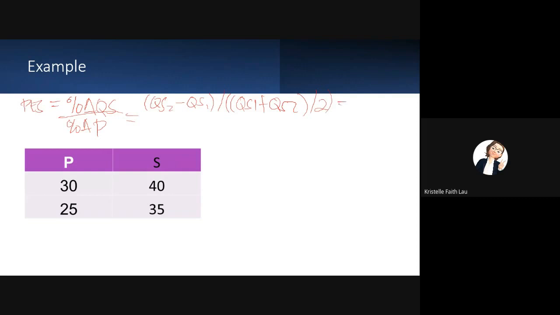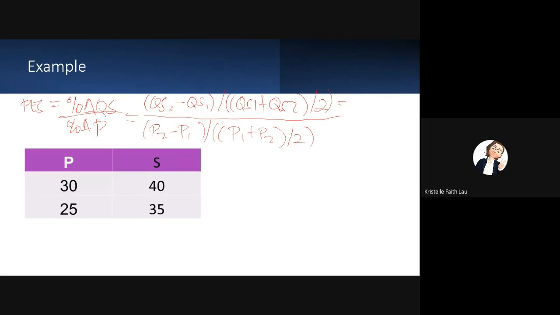Then, for the percentage change in price, same pa rin ng process doon sa PED kanina. So, we have P2 minus P1. So, close parenthesis. Divide natin siya sa P1 plus P2 divide to 2, then close parenthesis. So, yan ang gagamitin natin na calculation for this. So, this is our example.